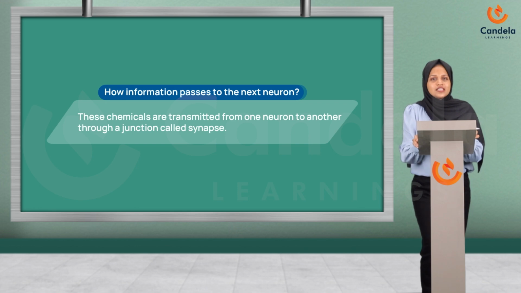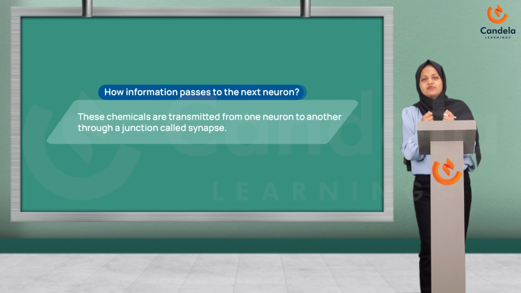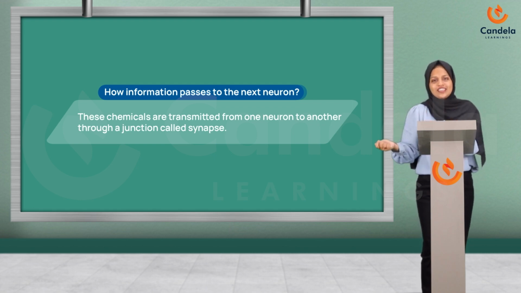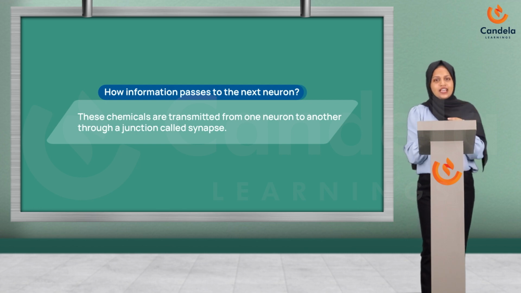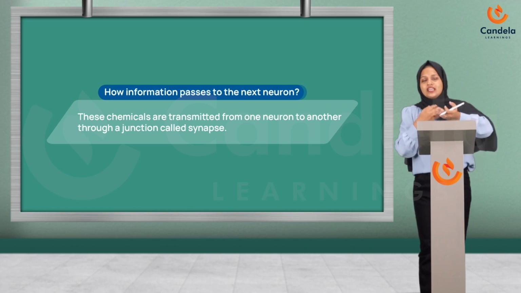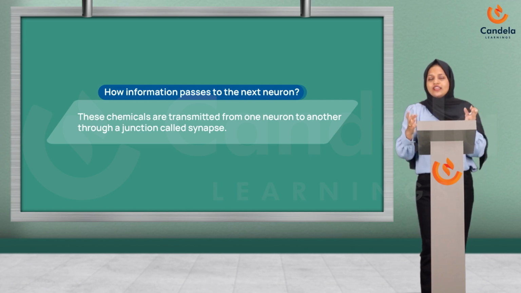I hope the session was clear to you all. Now let's have a quick summary of what we learned today. We learned about receptors, the 5 types of receptors, and where they are located. Then we talked about the nervous system, in which we said that neurons are the fundamental unit. Then we covered the structure of a neuron and how information passes from one neuron to another.